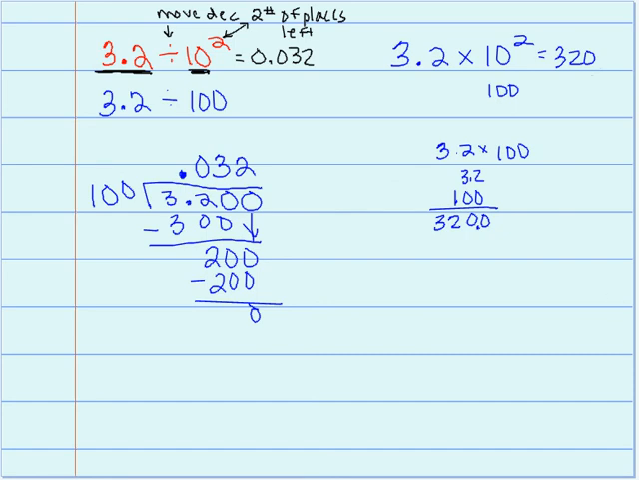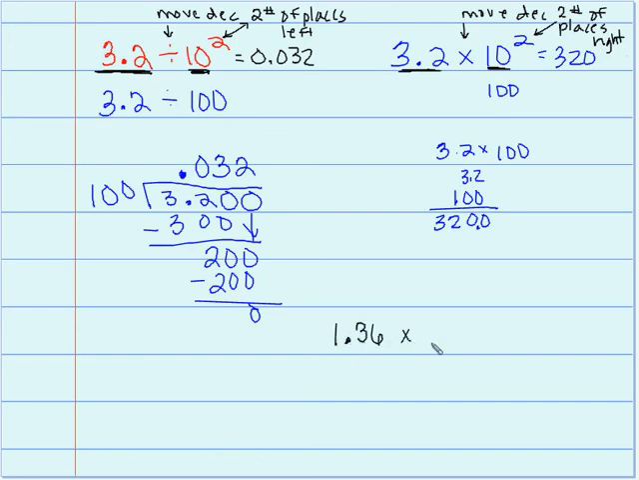Now, we multiplied same digits, right? 3 and a 2 and a 3 and a 2. Just that when we multiply, we're going to get a larger number, and we have a power of 10, so we move the decimal the exponent number of places to the right.